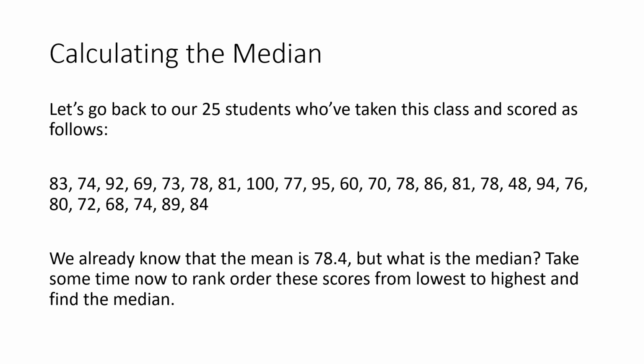So again, we know our sample here is 25, and we have a distribution of scores, some of which aren't so good, like a 48, and some of which are perfect, like a 100, but most of them somewhere in between. Now you'll recall from our previous exercise that we already know that the mean, or the arithmetic average here, is 78.4. The question we want to ask now is, what is the median of this distribution of scores?